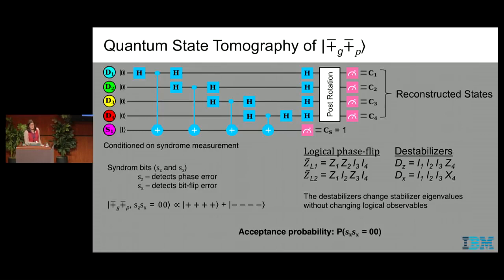Typically for reconstructed states, you'll use the computational basis, but to look at these logical qubits, we're going to define a new basis where the first 2 strings are going to be the logical states, and the third and the fourth are syndrome bits, one of which detects the phase error, and the other detects the bit flip error. These syndrome bits could be flipped by using these destabilizers, and these change the stabilizer eigenvalues without changing logical observables.